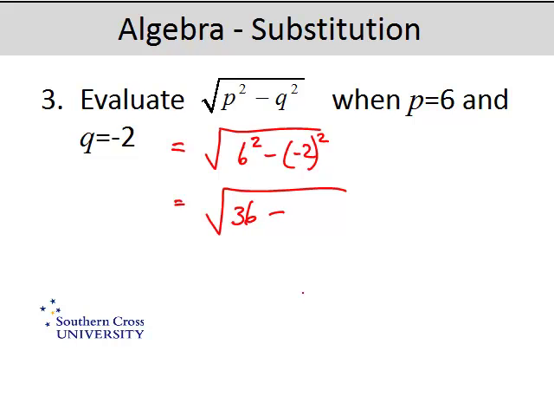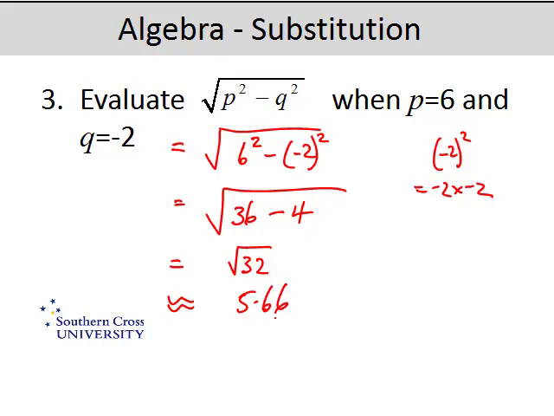And negative 2 squared, remember, negative 2 squared means negative 2 times negative 2, which is positive 4, and the minus sign, or subtraction sign, still stays the same. So that is equal to the square root of 32, and that's approximately equal to 5.66 to 2 decimal places.